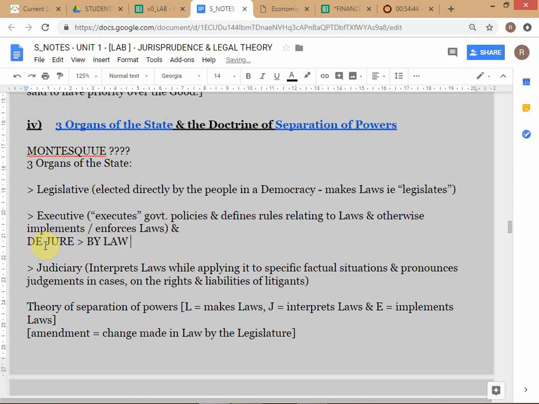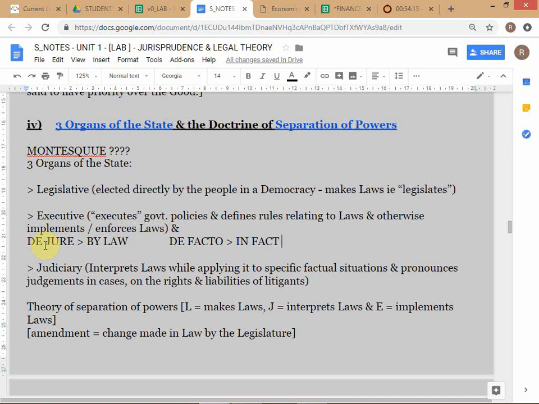De jure means by law, and de facto means in fact. The de jure head of the executive branch in India is the President of India, but the President is required to act according to the advice of the Prime Minister and the Council of Ministers. So in fact, de facto the head of the executive branch is essentially the Prime Minister.